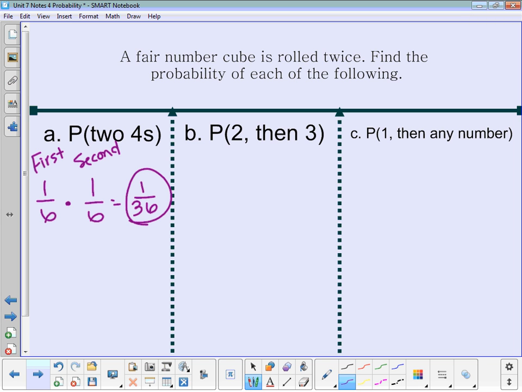The probability of getting a 2 and then a 3, if I'm going to get a 2, that means my probability is 1 out of 6. A 3 is also 1 out of 6. So 1/6 times 1/6, 1 out of 36.